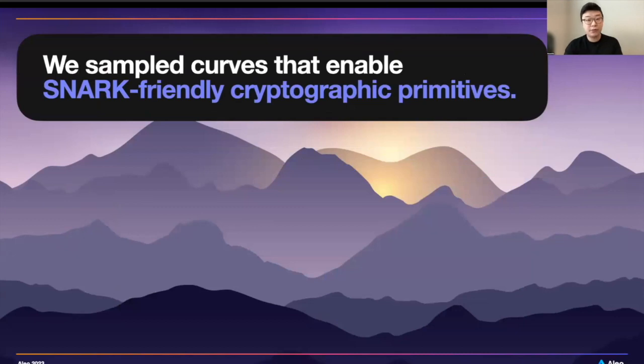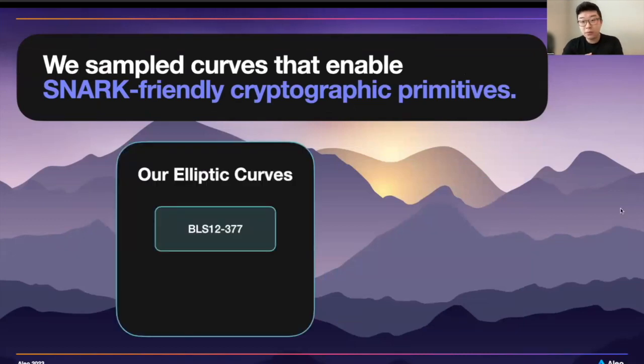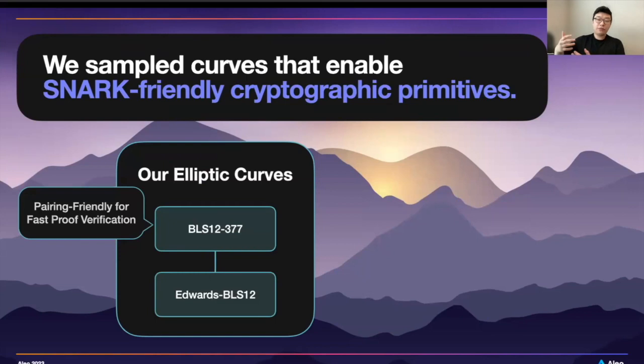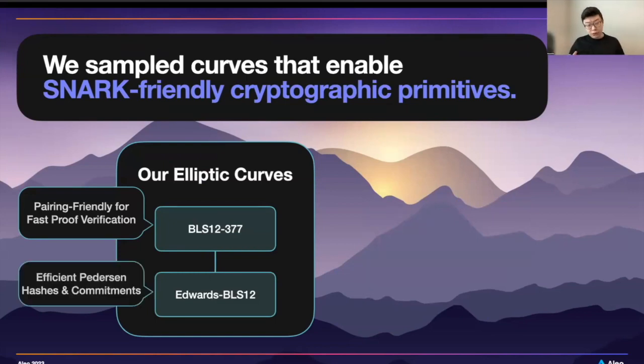The first is that, for cryptographers in the room, we've built our system on BLS12-377. And we chose this curve because it is pairing friendly, so that implies fast proof verification. And underneath that, we've done a twisted Edwards curve. We've chosen this because it offers efficient cryptographic primitives. Things like Pedersen hashes or commitments can be executed very performantly on this curve.